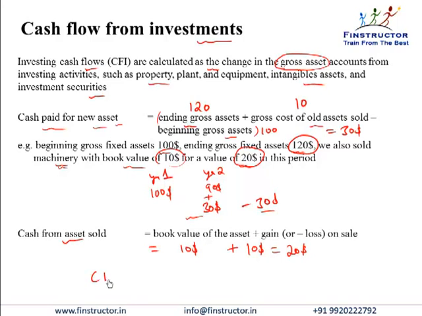So our total cash flow from investments would be minus $30, this is the acquisition, plus $20, these are the proceeds from sale, giving us a total cash flow from investments of minus $10. So let's do this with a more elaborate example.